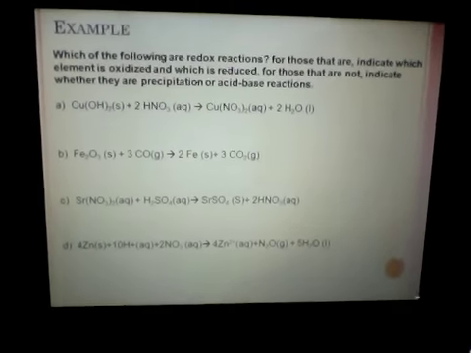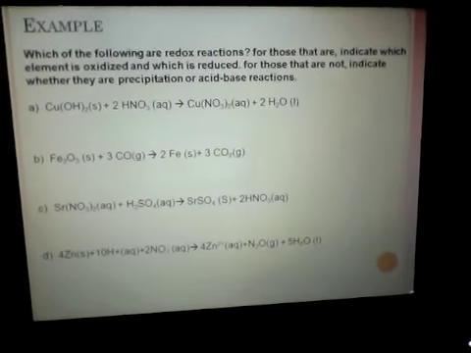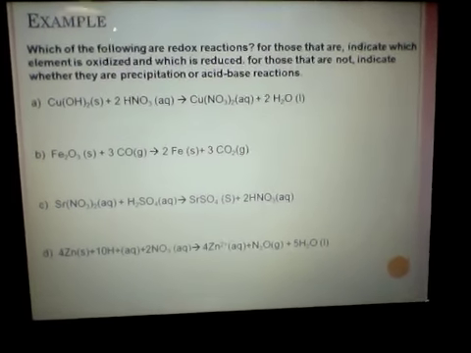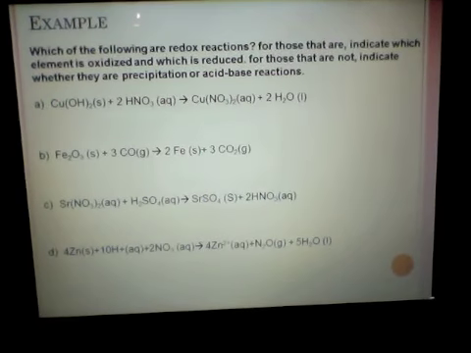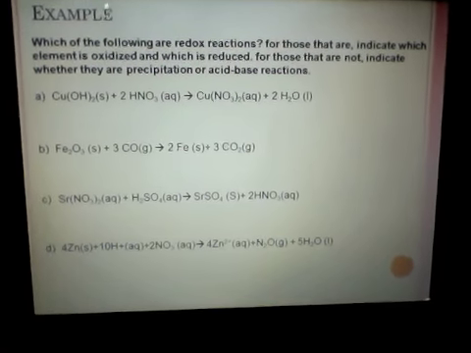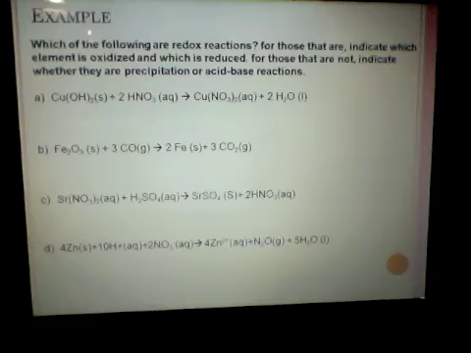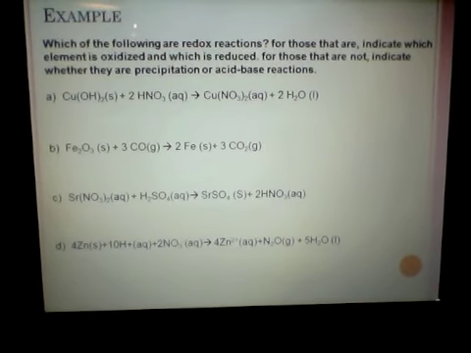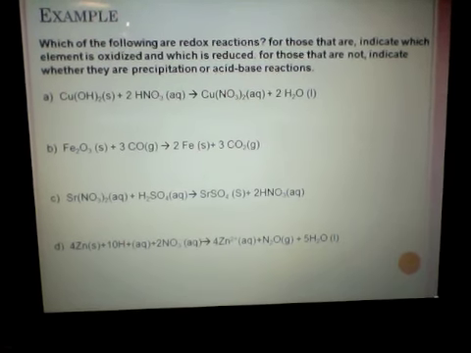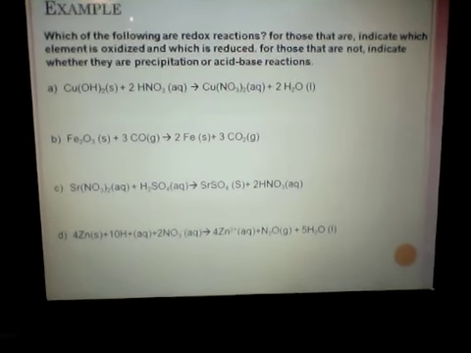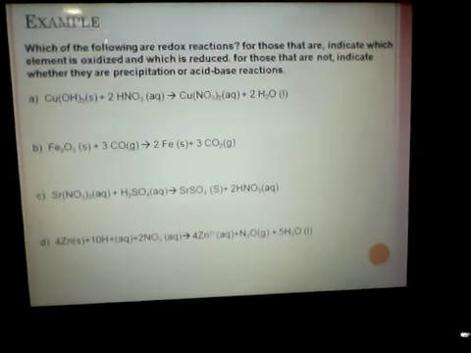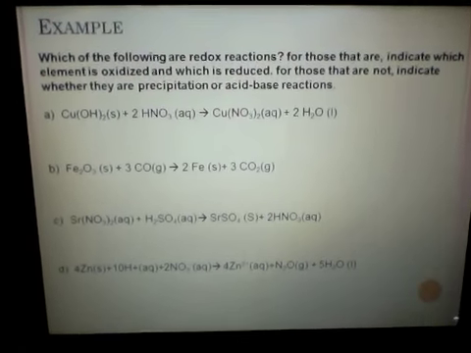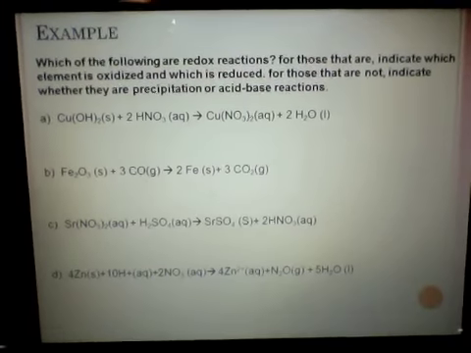Alright, so this example is a very good example. We're going to go step by step, but I want you to actually pause the YouTube video now and try to answer these examples on your own. Which of the following are redox reactions? This is a typical exam question. For those that are, indicate which element is oxidized and which is reduced. For those that are not, indicate whether they are precipitation or acid-base reactions. Give yourselves a little while to do it, and make sure you press pause, and press play when you're done. These are on the lecture slides.